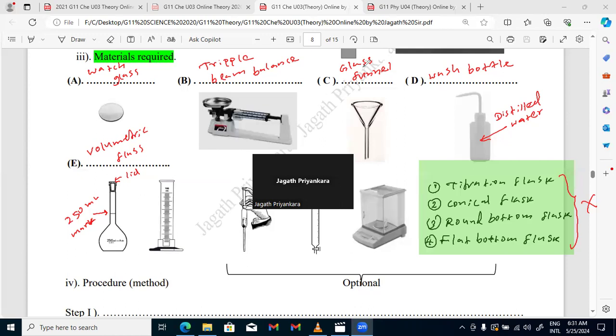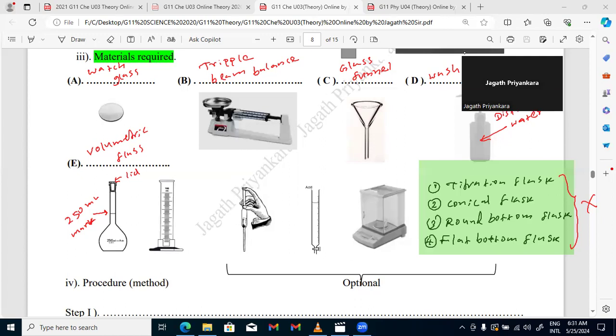Now there are some optional ones also, students. Now remember, these ones are optional. Look at it. Measuring cylinder also optional, right? Since it is a 250 ml flask, measuring cylinders are not necessary. All these are for measuring volume. What is this, students? Burette. They are optional, not necessary.